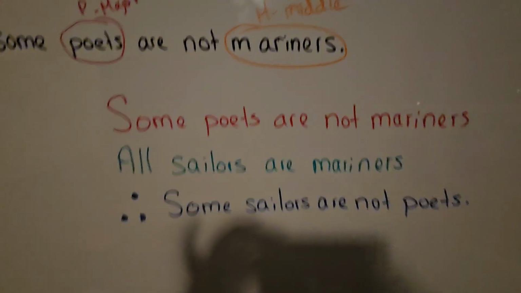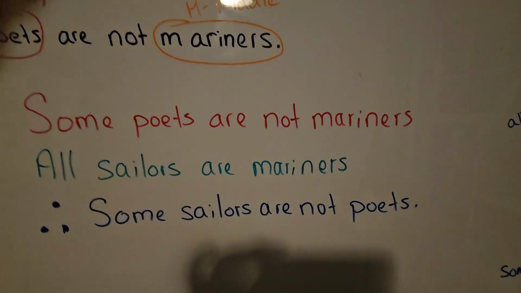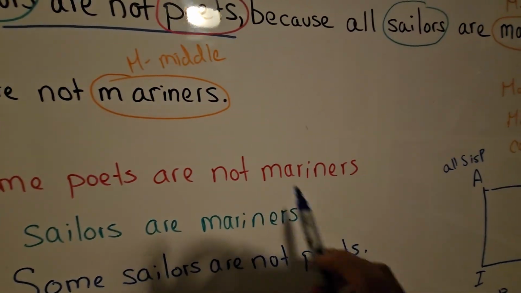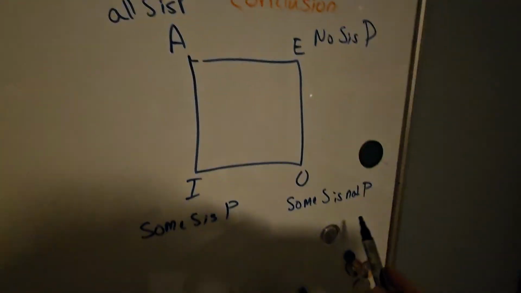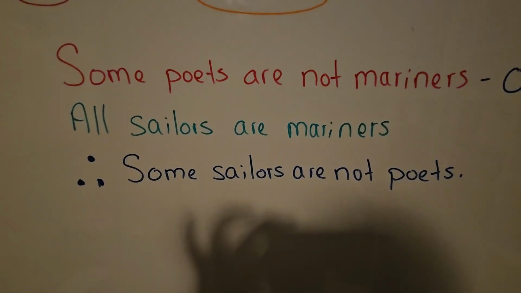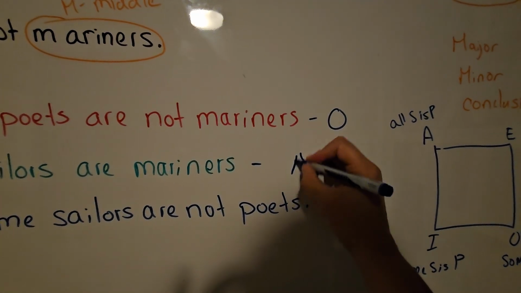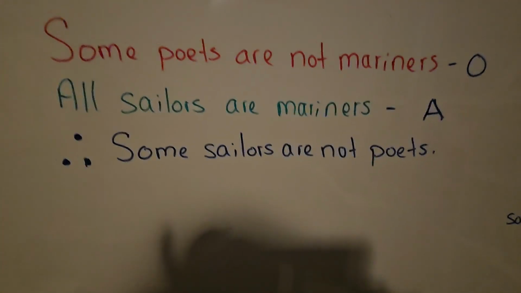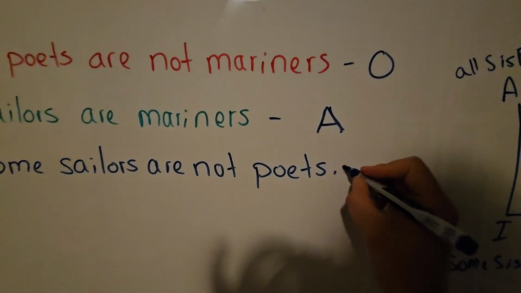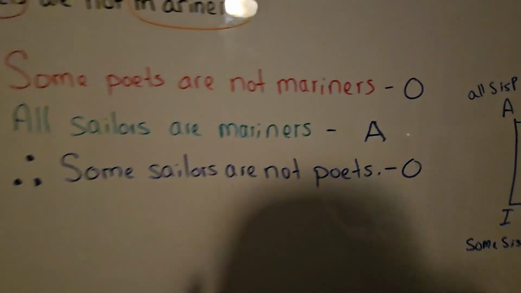So I'm going to look at my first premise, a major premise. Some poets are mariners, and I want to know where it falls on my square of opposition. So essentially I'm saying some S are not P. So that is this one right here. Some S is not P. So I'm just going to put a little dash here. I'm going to put O. All sailors are mariners. Well, that's an A statement. So I'm going to put A. And then for my conclusion, some sailors are not poets. That's an O statement again. Okay, and there's a reason why we do that, and I'll get there in a minute.